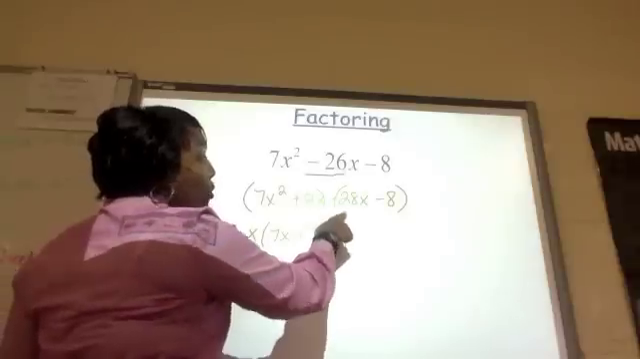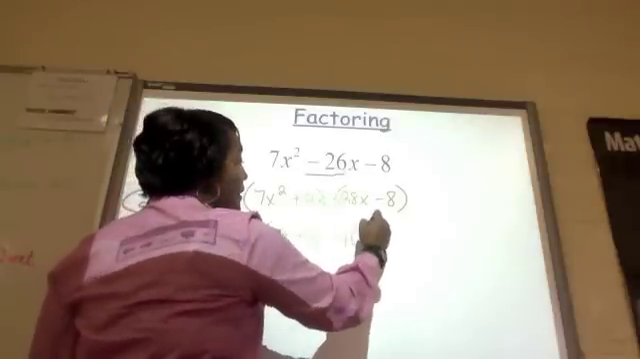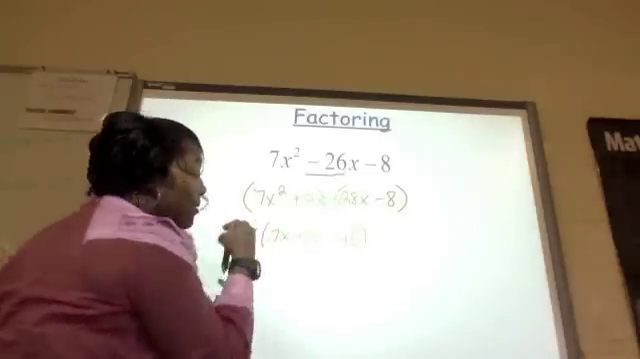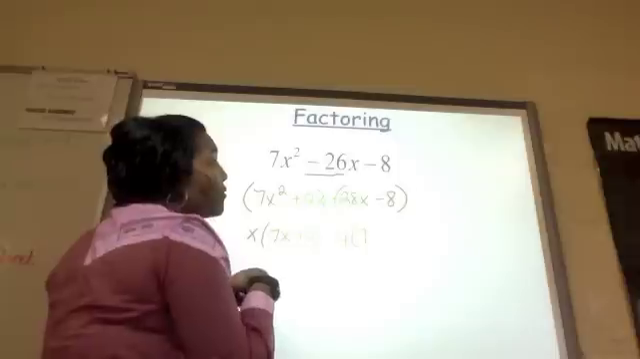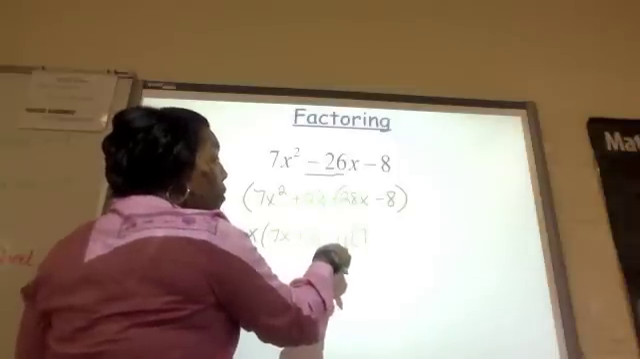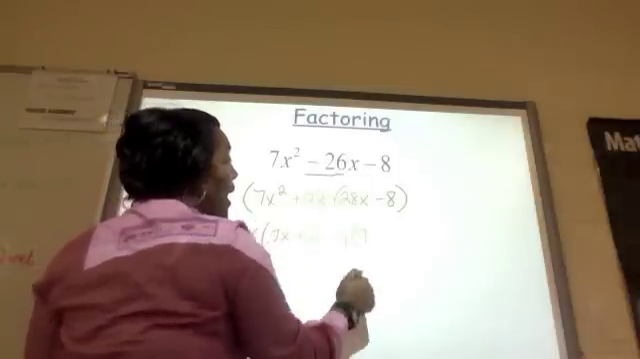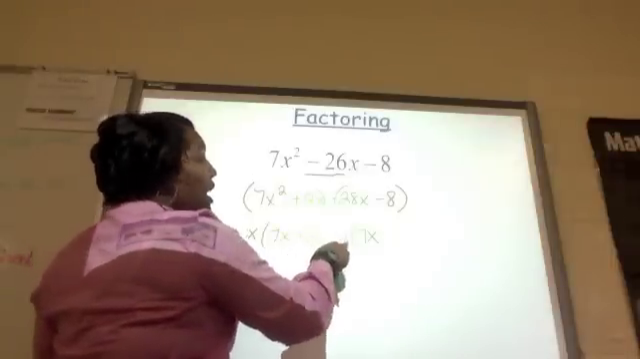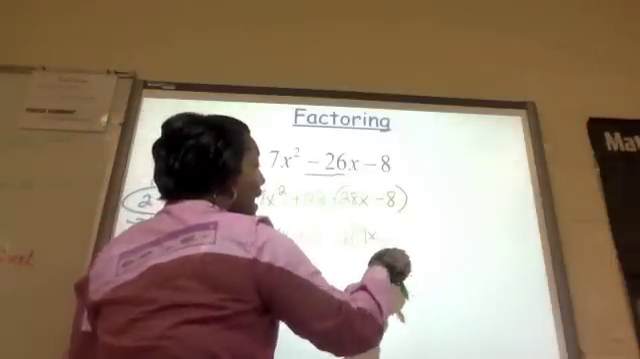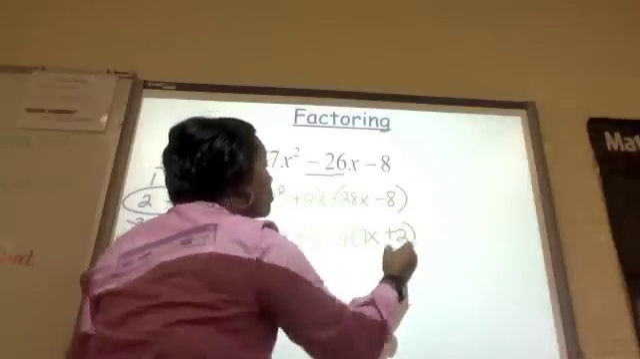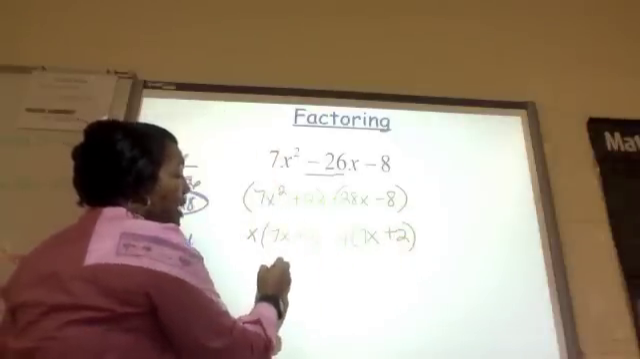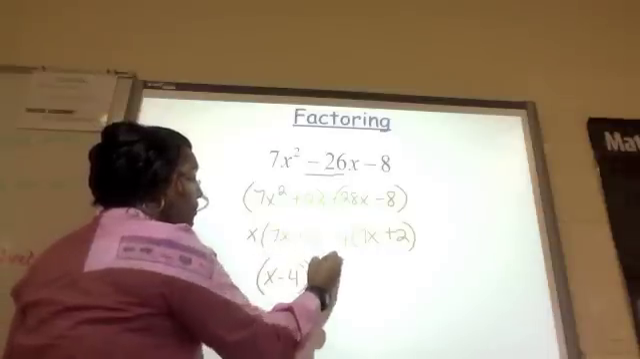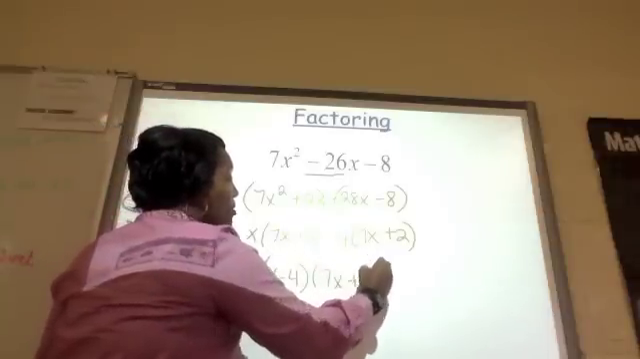Let's try. 4 will go into negative 28 7 times, so my greatest common factor here is negative 4. What can I do to negative 4 to get negative 28x? That would be 7x. What can I do to negative 4 to get negative 8? Multiply by 2. My final answer would be x minus 4 times 7x plus 2.